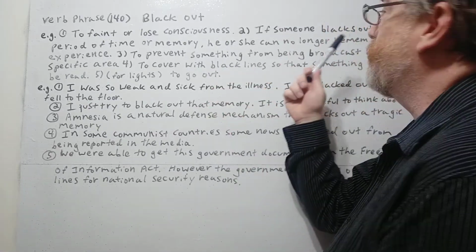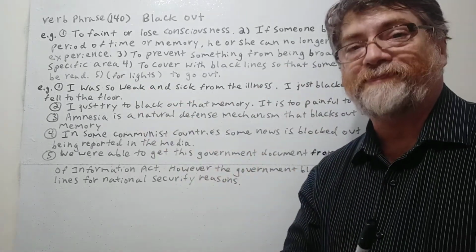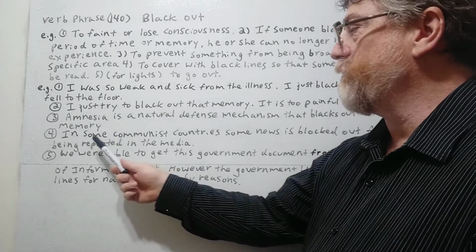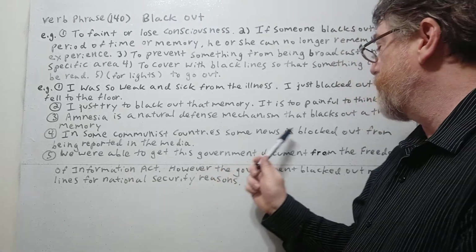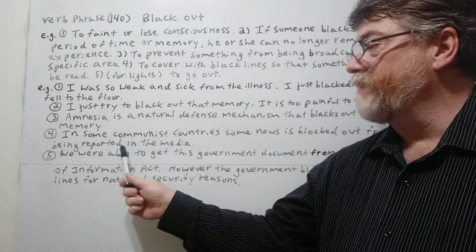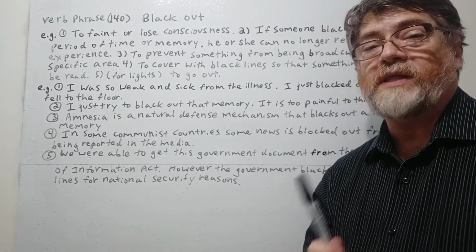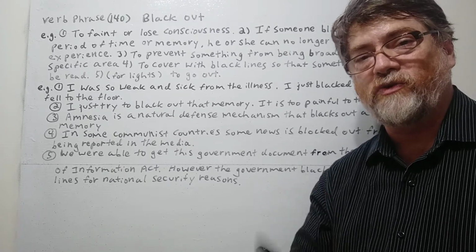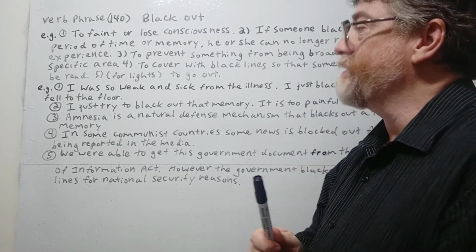To prevent something from being broadcast in a specific area. Okay, with this one, of course, we have the next one here. In some countries, in some communist countries, some news is blocked out from being reported in the media. So the government is blocking it out because maybe they fear people finding out this information or finding out the truth about this information. So it might be blacked out in that sense.